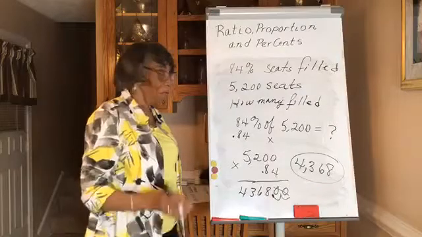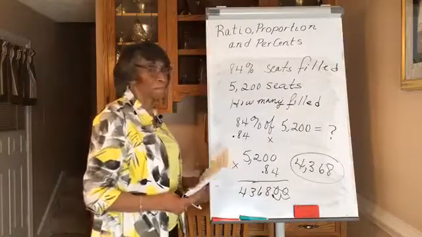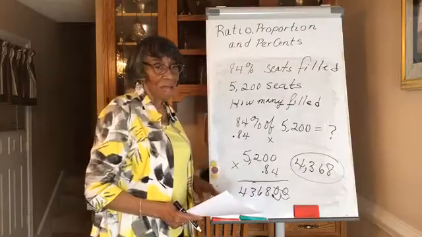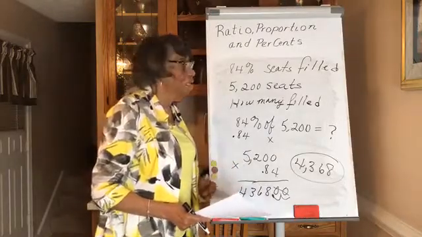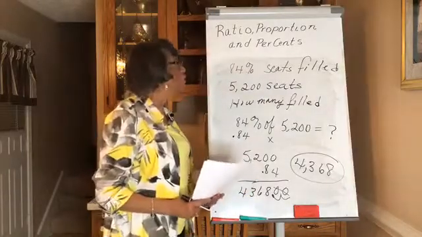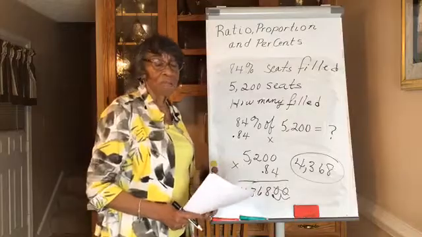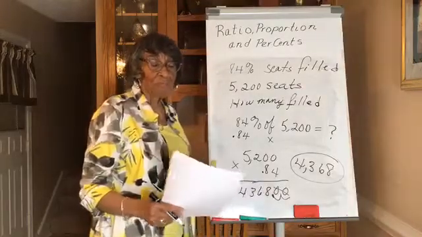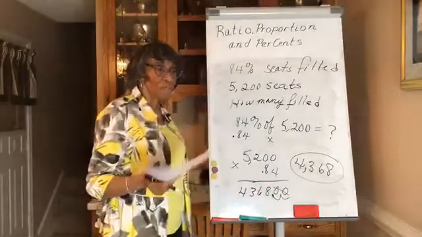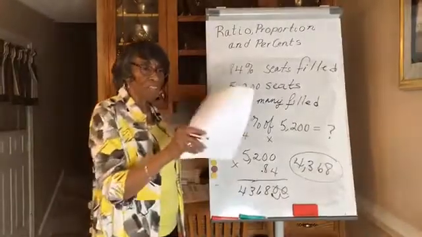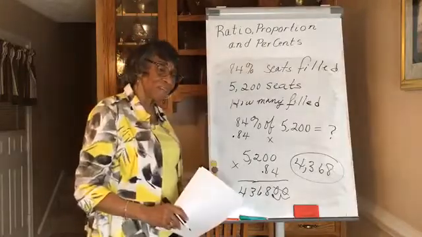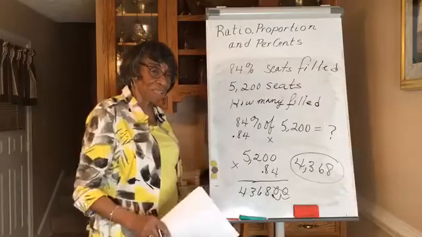4,368. All right, so today we have done ratio, proportions, and percents. And all of them relate with each other. We said the ratio was the comparison of 2 numbers or 2 quantities by division. And we write in the form of fraction. The first mentioned item or quantity is the numerator, and the second quantity mentioned is the denominator.